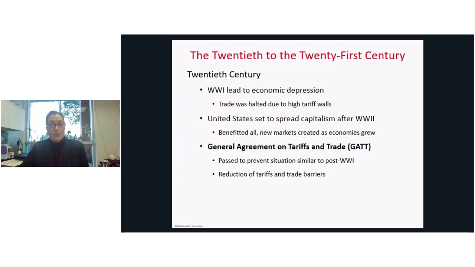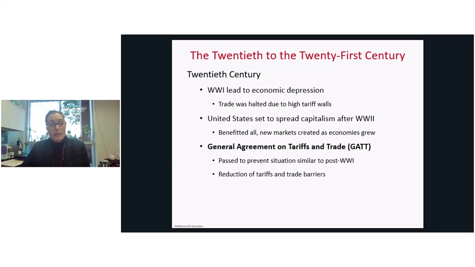From the 20th to the 21st century, World War I ended up in an economic depression and trade was halted due to high tariff walls. The United States set to spread capitalism after World War II, and new markets were created as a result.